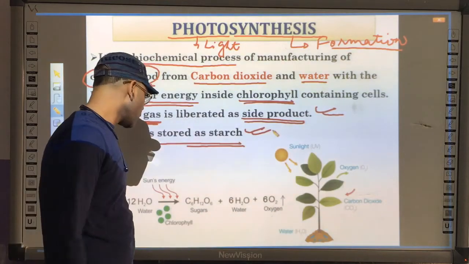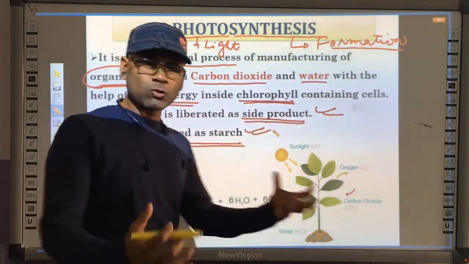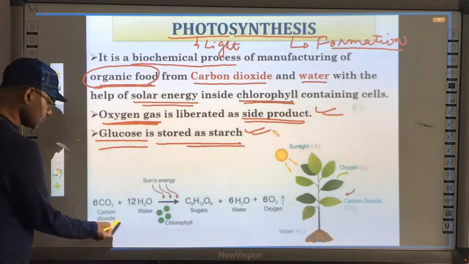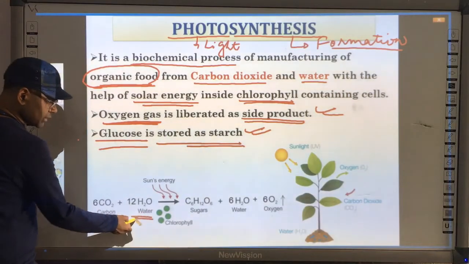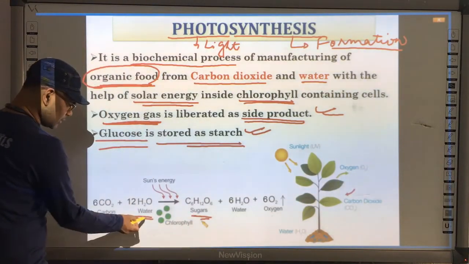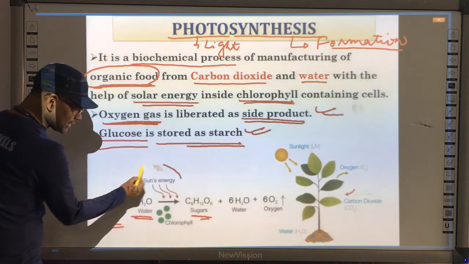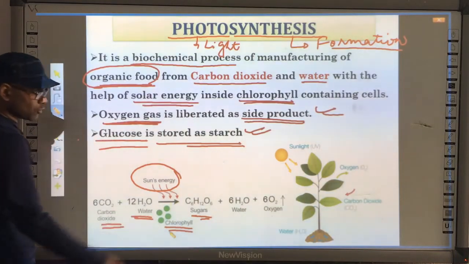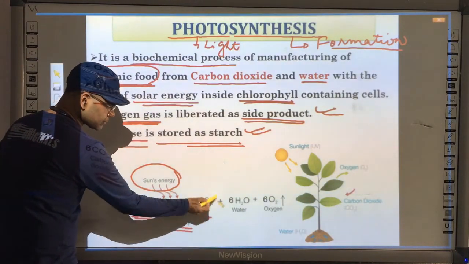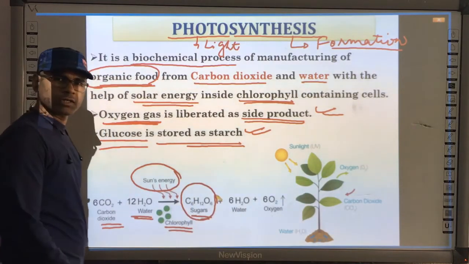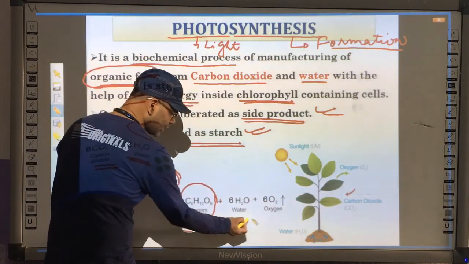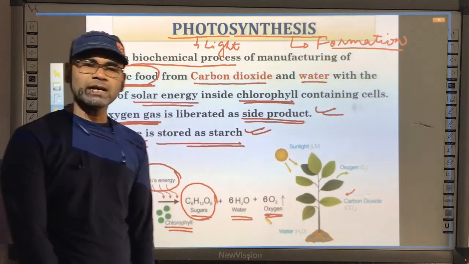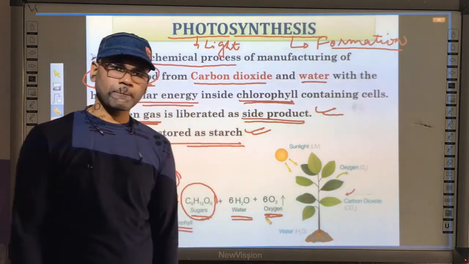Okay. So normally if we talk about the equation of photosynthesis, photosynthesis is a process in which carbon dioxide reacts with water in the presence of solar energy or sunlight and in the presence of chlorophyll, and it forms sugar, C6H12O6, and it liberates water and oxygen as a side product.